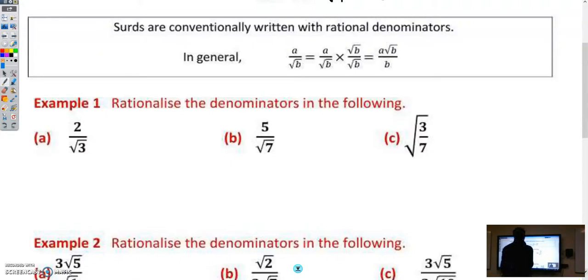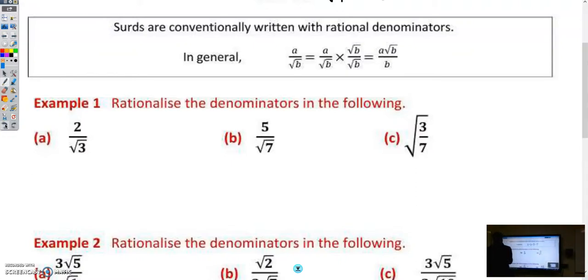So, surds are conventionally written with rational denominators. What that means is that if you have a surd underneath, as the denominator, you need to rationalize or remove it such that that bottom value, the denominator, is a rational number. There is no surd. The way that this is done is you multiply by the surd which is on the bottom, in this case root b, both top and bottom. Okay? We're going to demonstrate this in A.